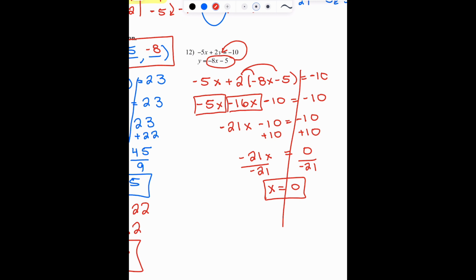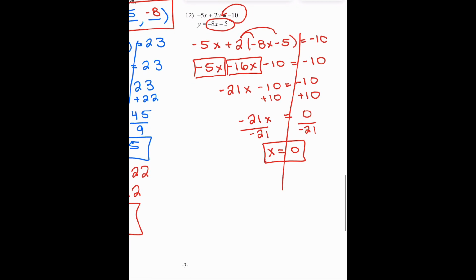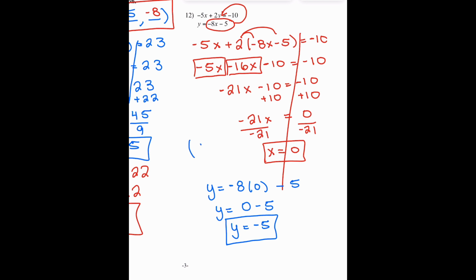But remember, I am not done because I still need to find y. So I'm going to plug in x equals 0 for the second equation. So I'm going to have negative 8 times 0 minus 5. Negative 8 times 0 is 0, and 0 minus 5 is negative 5. And so together, this tells me that I have the solution 0, negative 5 for this system.